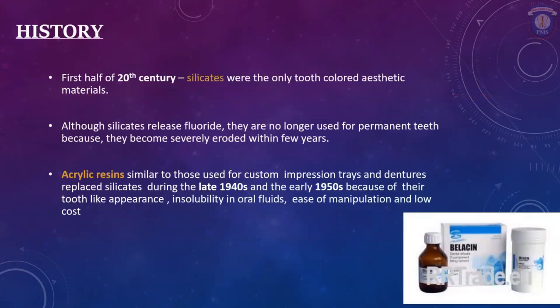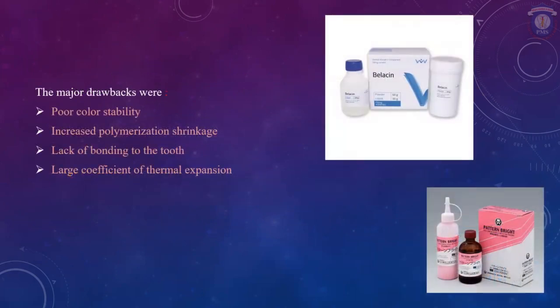The history of composites is quite vast. In the first half of the 20th century, silicates were the only tooth-colored aesthetic materials. Although silicates release fluoride, they are no longer used for permanent teeth because they become severely eroded within a few years. Acrylic resins, similar to those used for custom impression trays and dentures, replaced silicates during the late 1940s and early 1950s because of their tooth-like appearance, insolubility in oral fluids, ease of manipulation and low cost. The major drawbacks of these materials were poor color stability, increased polymerization shrinkage, lack of bonding to the tooth structure, and a large coefficient of thermal expansion.